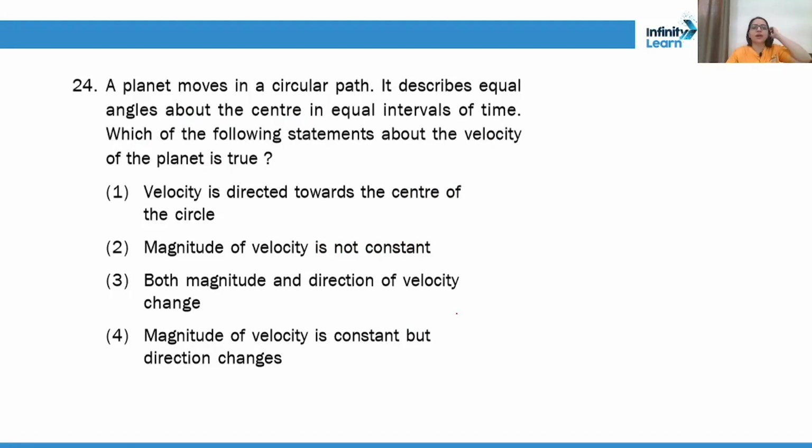Question number 24. A planet moves in a circular path. It describes equal angles about the center in equal intervals of time. Which of the following statements about the velocity of the planet is true? So the velocity of the planet is changing continuously. Why? Because the direction of the velocity of the planet will change. So it is not constant. Only the magnitude will be constant, because it is describing equal angles in equal intervals of time about the center, right? So velocity is not constant, but magnitude is constant and direction is changing. So the correct answer is option 4.